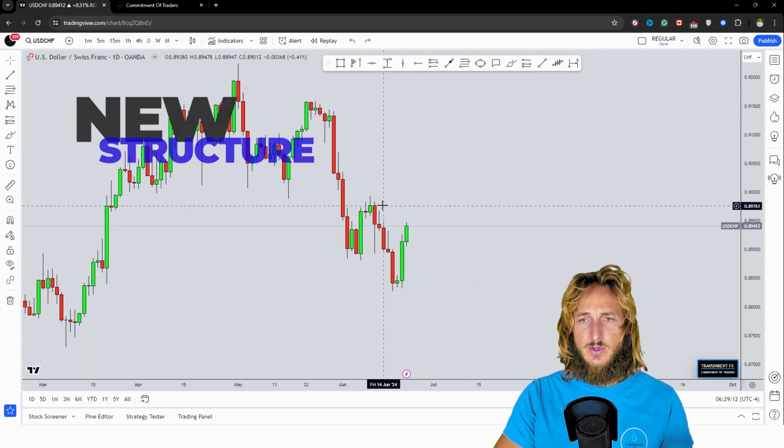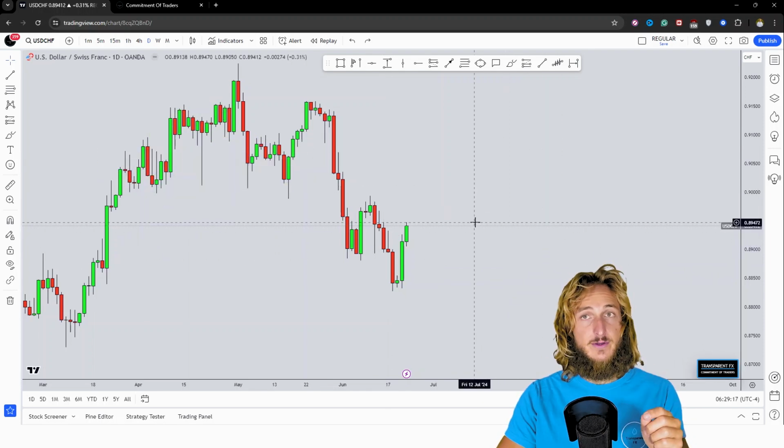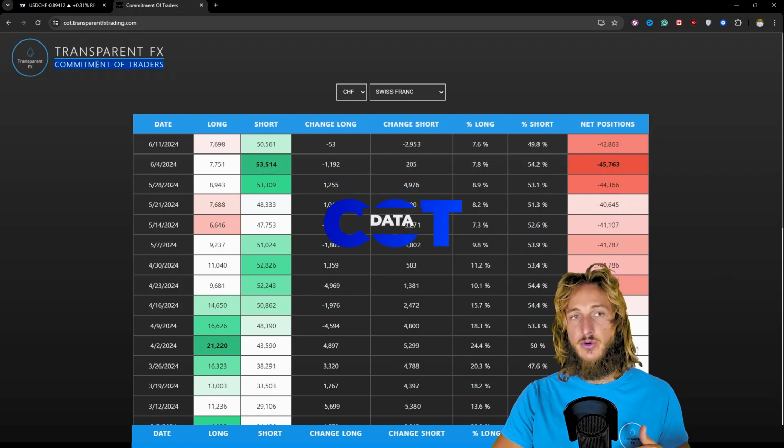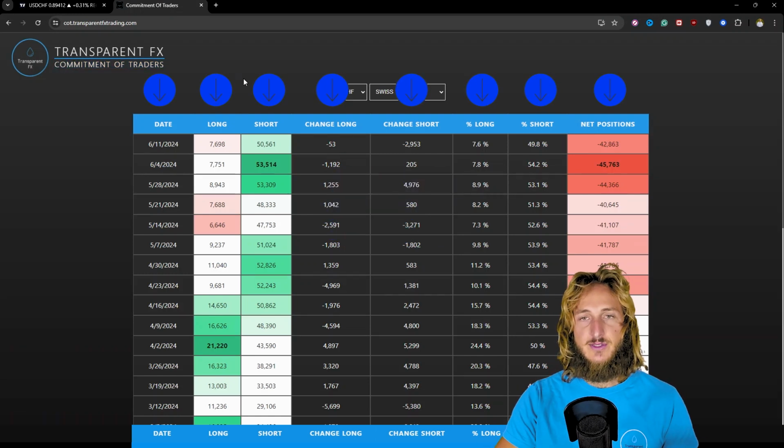Now, in a situation like this, before we dig deeper into what we have from a technical perspective, first, we have to go and see what is going on if we look at the commitment of traders, so what hedge funds and the big players in the market are doing precisely on the CHF.